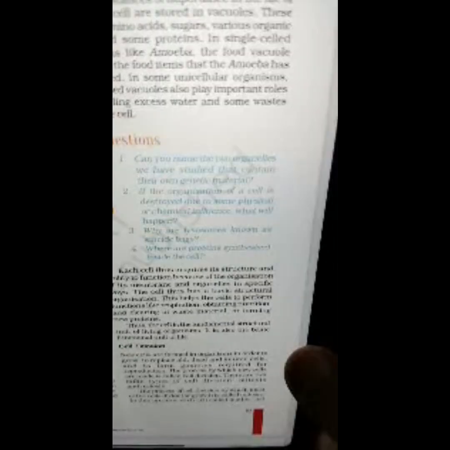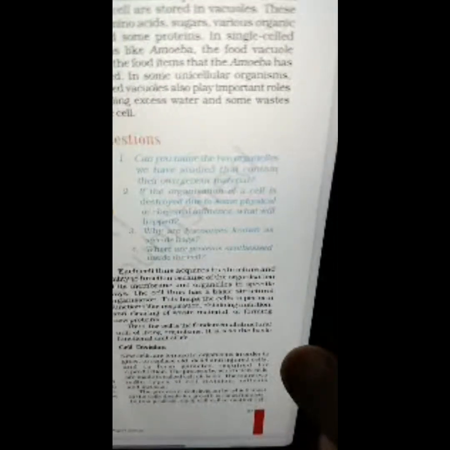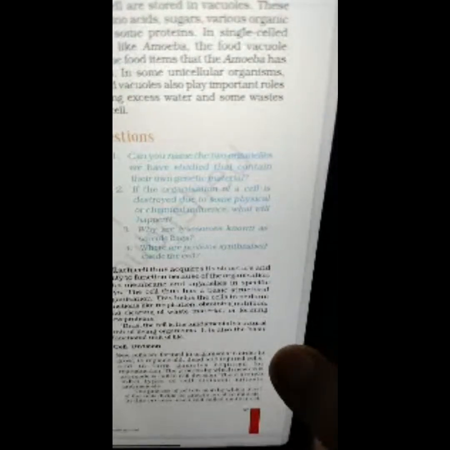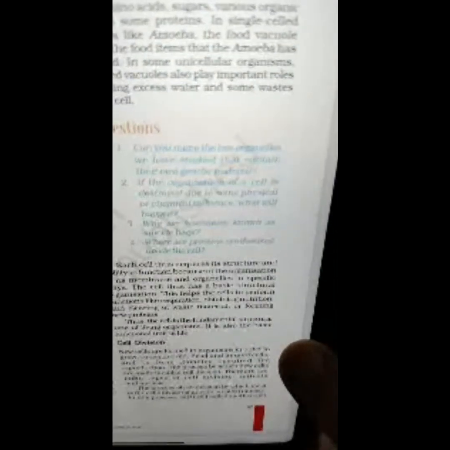So we are here on the in-text questions now. Question number one. Can you name the two organelles which we have studied that contain their own genetic material? Question number two. If the organization of a cell is destroyed due to some physical or chemical influence, what will happen? Question number three. Why are lysosomes known as suicide bags? Question number four. Where are proteins synthesized inside the cell?